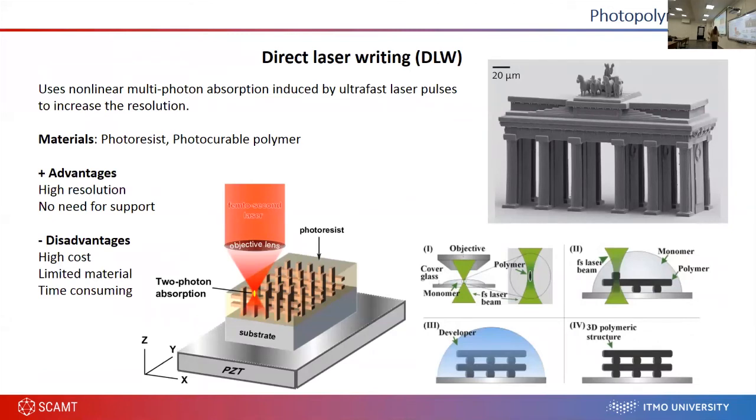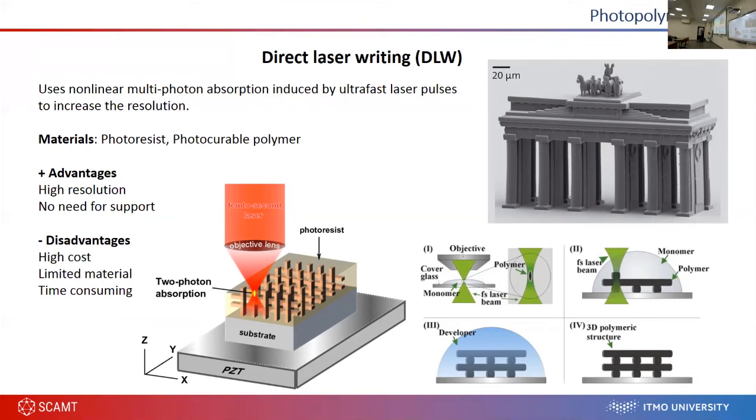Here's my most favorite method, direct laser writing. It wasn't on the first screen, but it should be here. What does direct laser writing mean? Well, we focus a laser on a particular spot of photoresist, and in this spot, by focused light, we initiate cross-linking of our material.